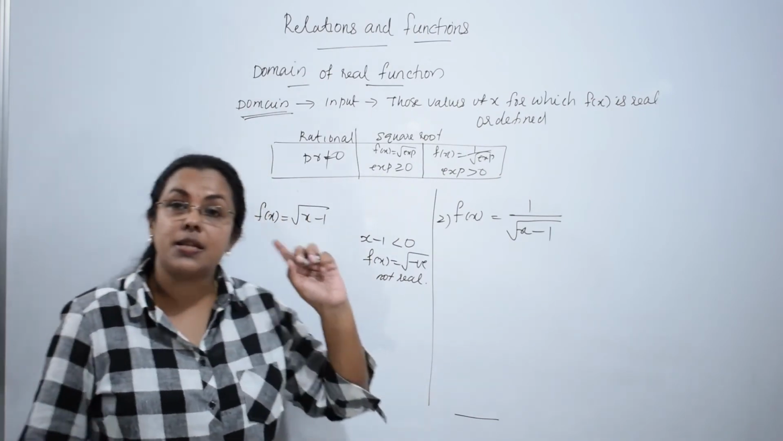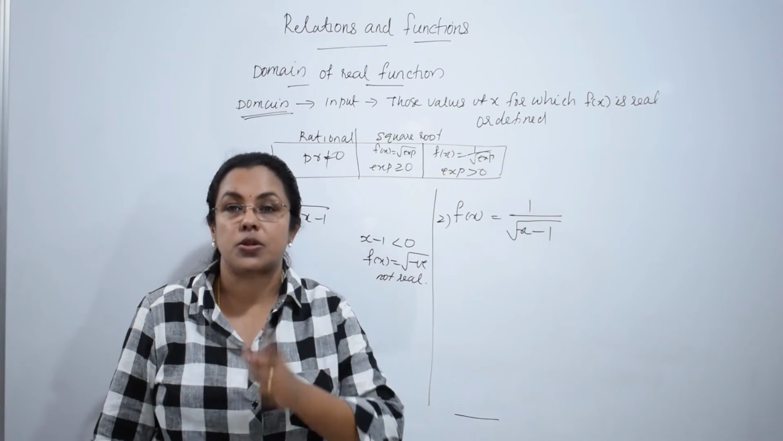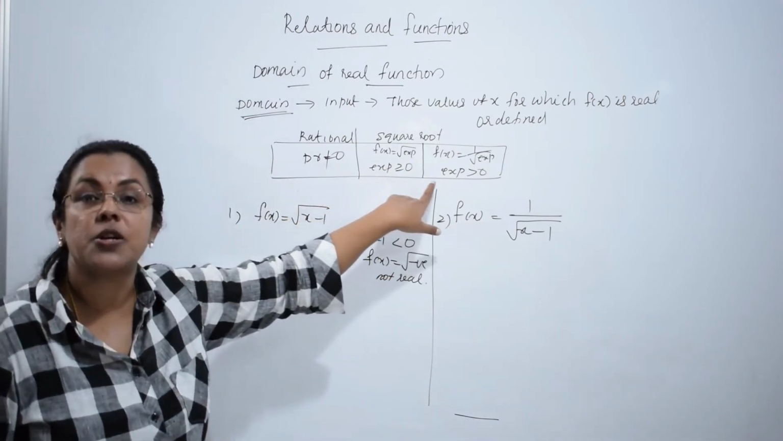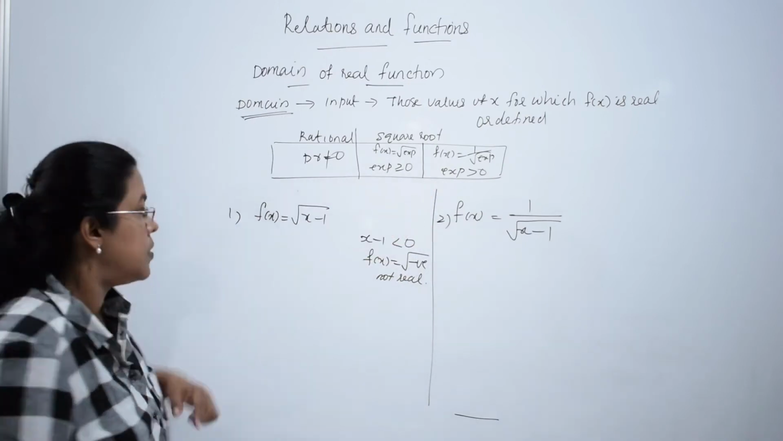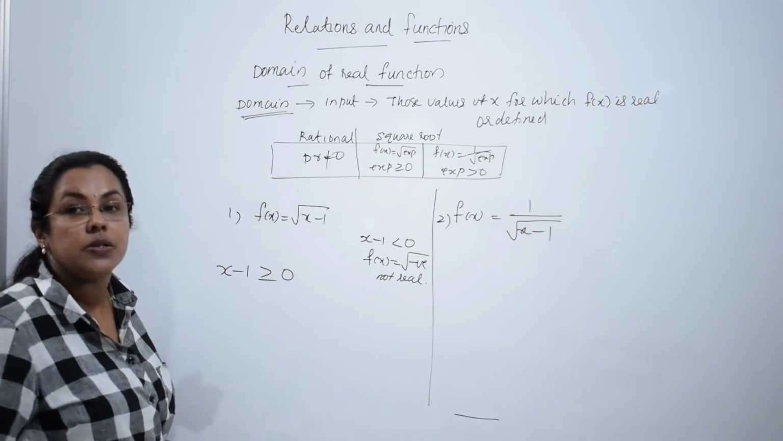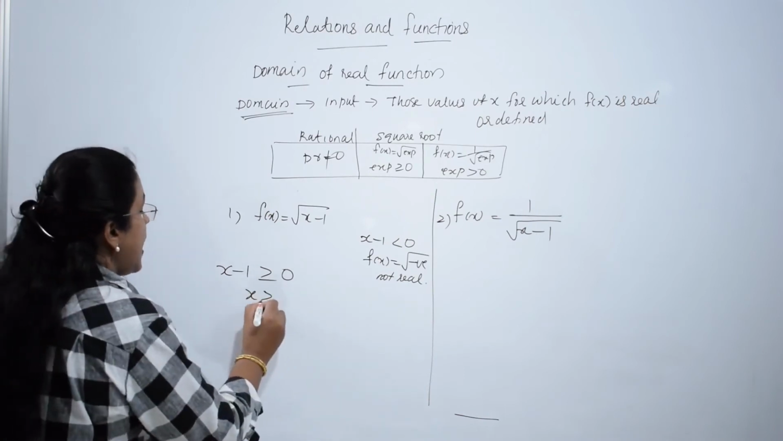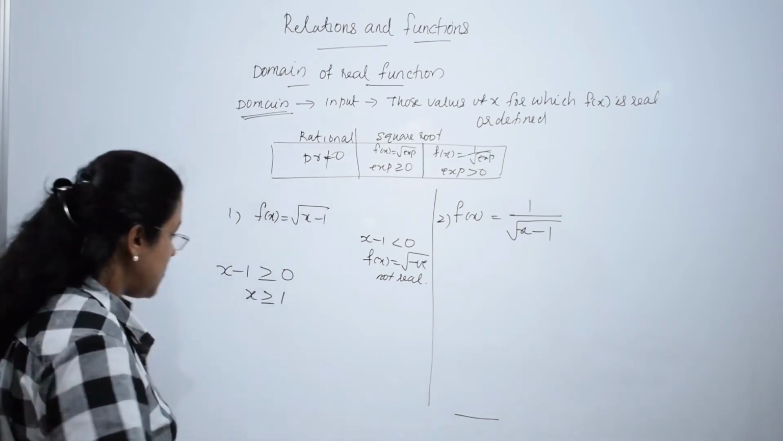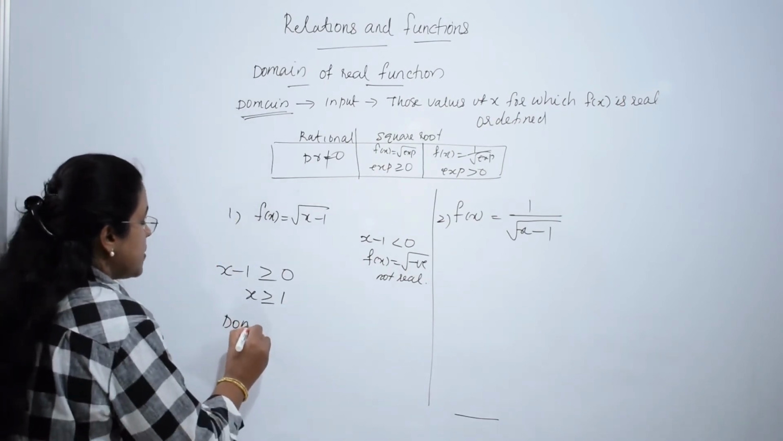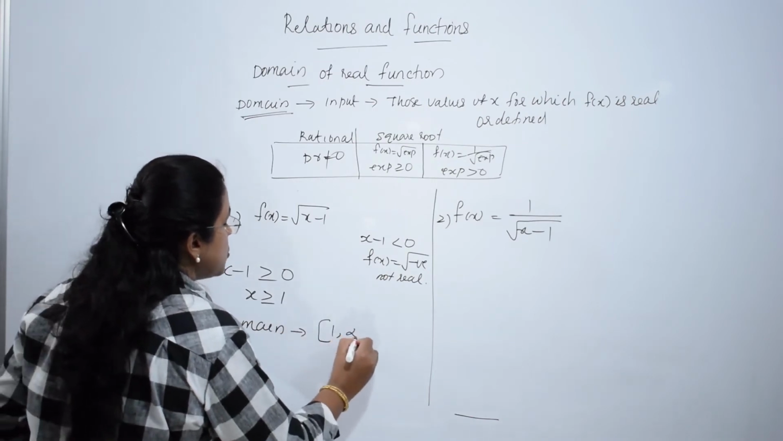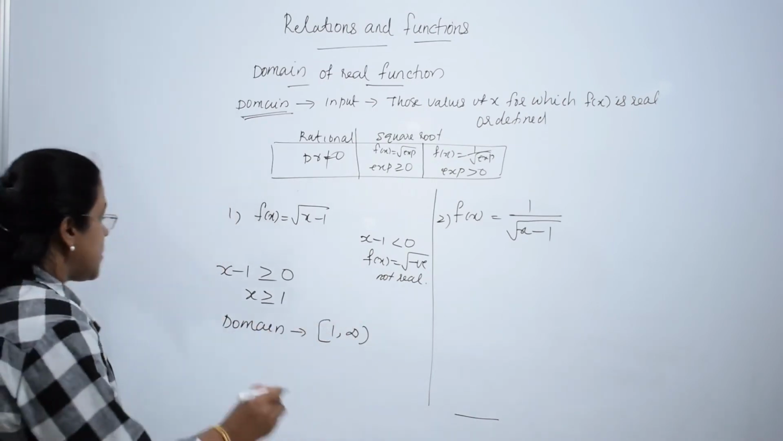If x minus 1 is less than 0, then f of x is not real. Then what is the condition? Write the expression greater than or equal to 0. So we can write x minus 1 is greater than or equal to 0, or x greater than or equal to 1. That means what is the domain of the function? The domain of the function is nothing but 1 to infinity, greater than or equal to 1.